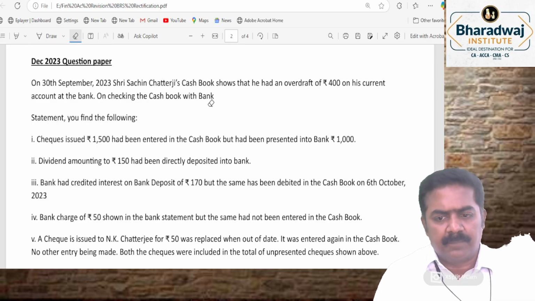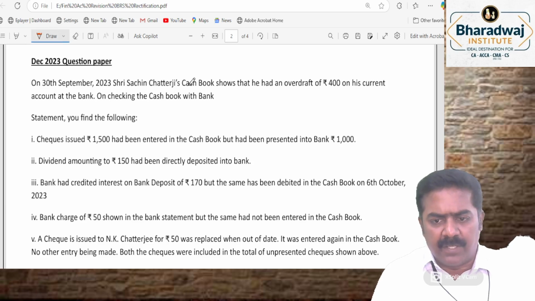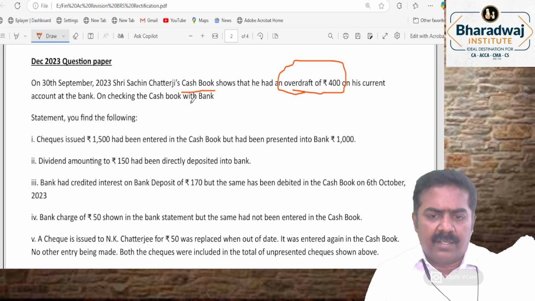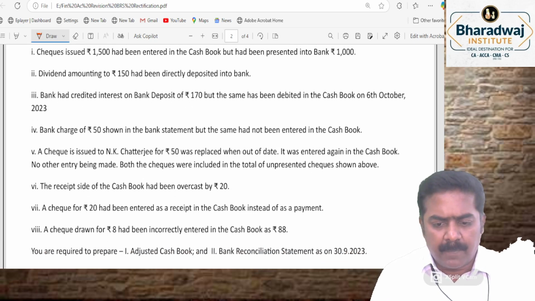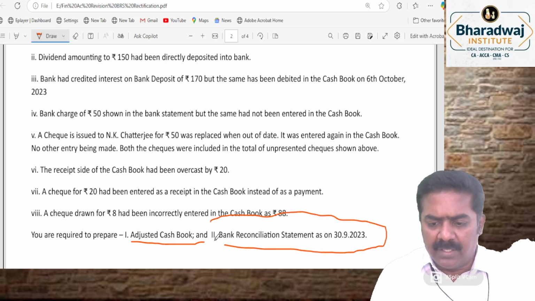Which question? December 23 question. December 23 question paper. Here also, cash book showed an OD balance of how much? 400. Cash book showed an OD balance of 400. They ask you to prepare which one? Adjusted cash book and also which one? BRS.